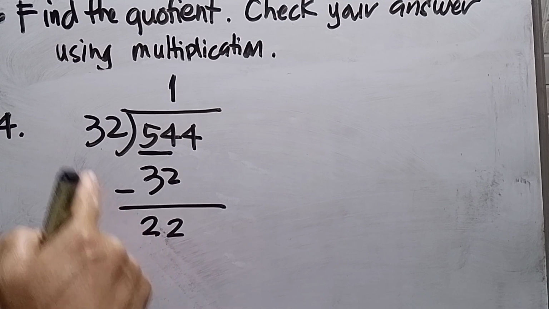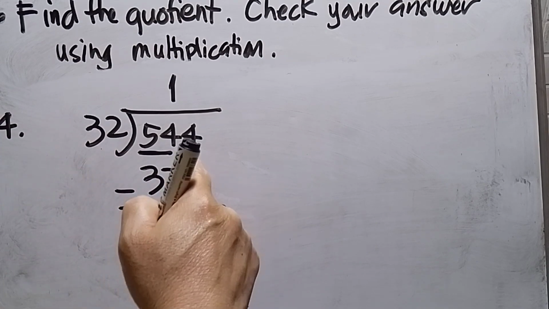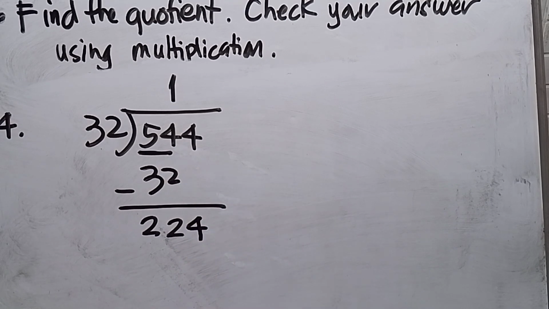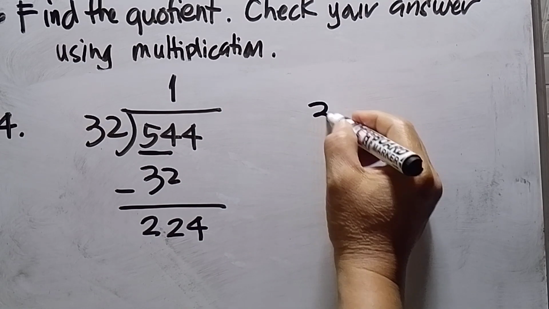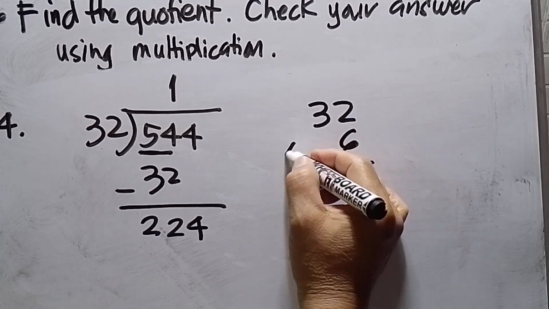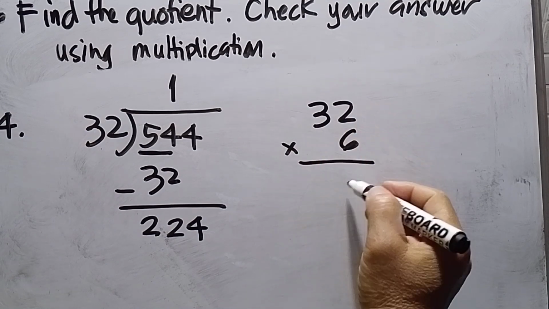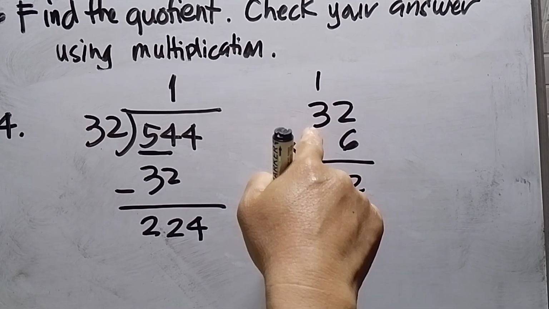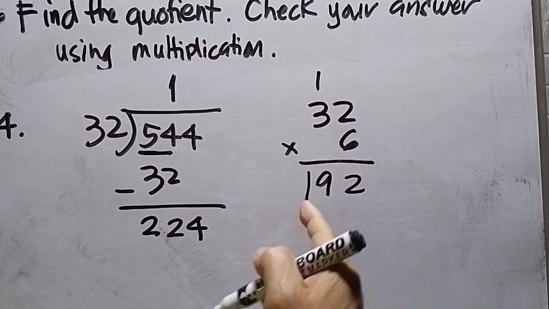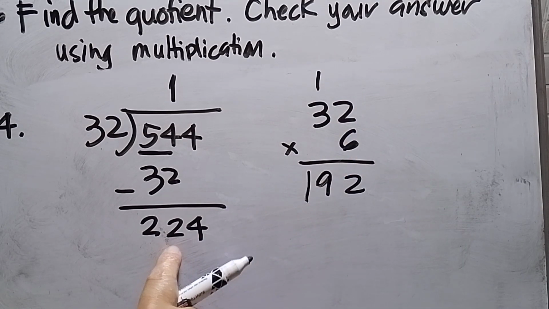Since 22 cannot be divided by 32, I need to bring down this 4. So my new dividend is 224. So let's estimate. So this will be 32 times, let's say, 6. This will be 12. Carry 1. So 3 times 6 is 18. Plus 1, 19. Okay, we need to raise up because this is 224.